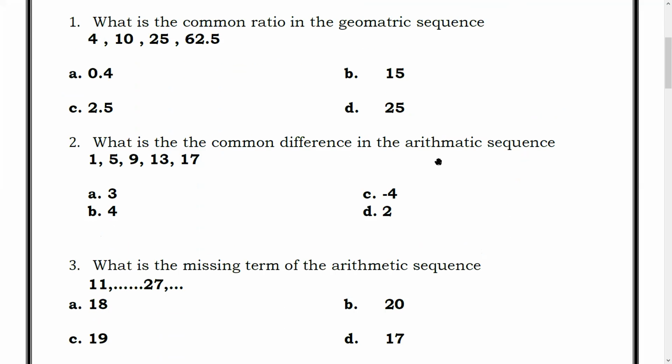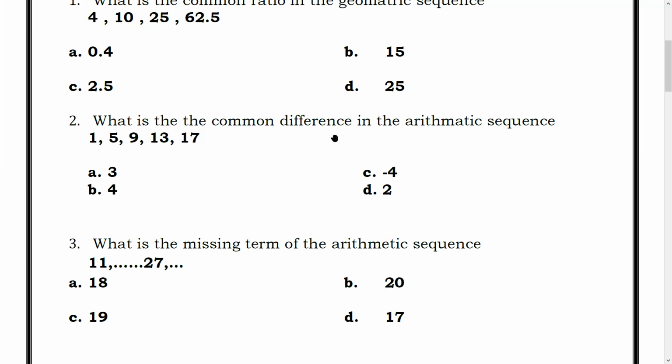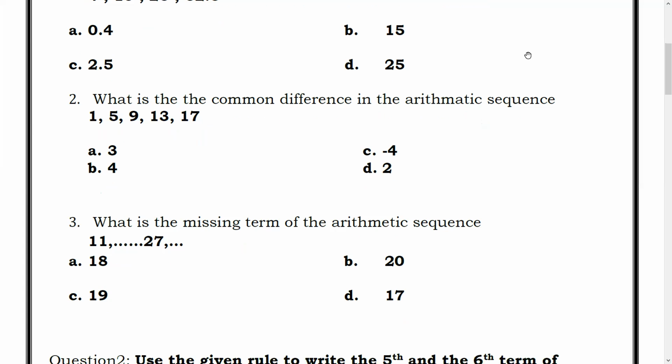What is the common difference in the arithmetic sequence? He asked me now to find a common difference. 1, 5, 9, 13, and 17. Yes, Lemma. How can we find the common difference? The common ratio in the geometric sequence, you will divide the second term by the first term. How can you find the common difference from its name? Common difference. What do you have to do?